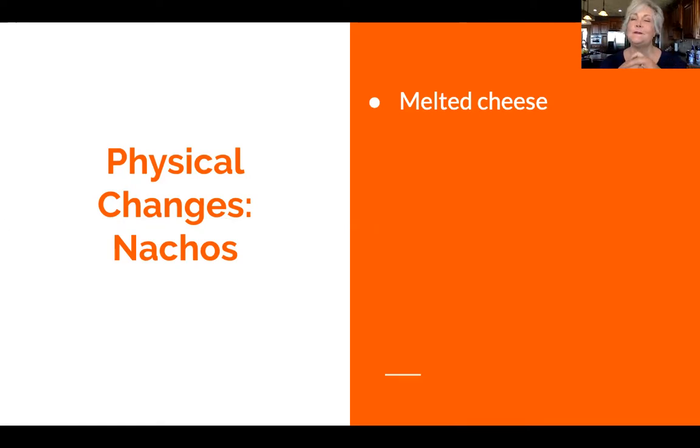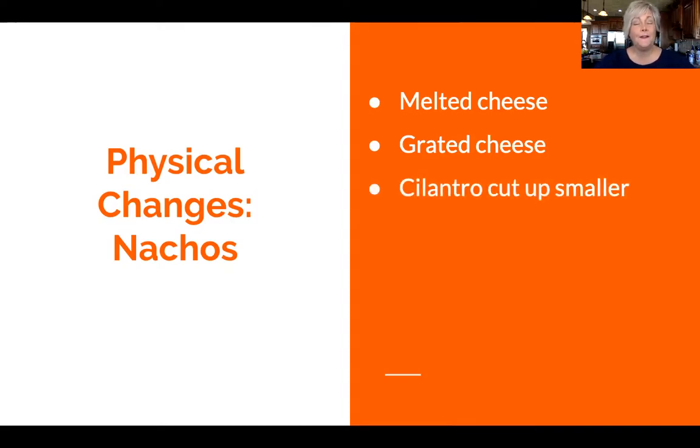In fact, one person, I thought this was really clever, said that the cheese took on the shape of its container, and you're right, it did. As the cheese melted, it took on the shape of the chips, and so that's how you know that a physical change has taken place. Something else that a couple of you noticed was I told you that I had a block of cheese and that I grated the cheese in order to have that cheese on top. That's a physical change because, again, we changed the form of the cheese, but we did not change the atomic structure.